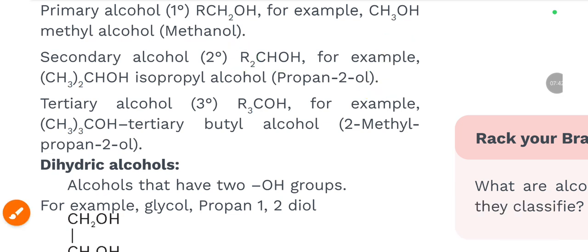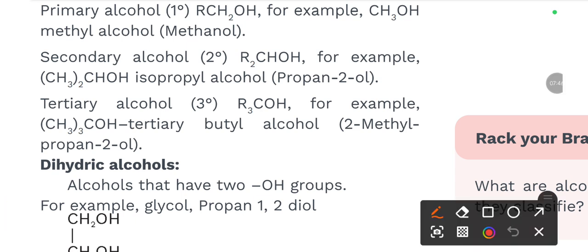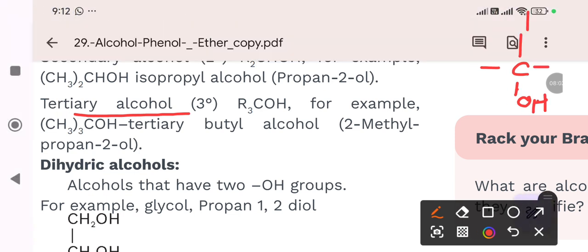Coming to the third, that is tertiary alcohol. This is tertiary alcohol, meaning the carbon to which OH is attached is further attached to 3 other carbons.